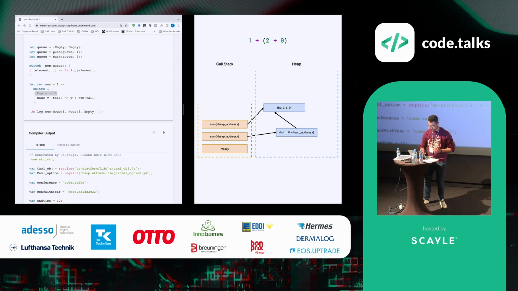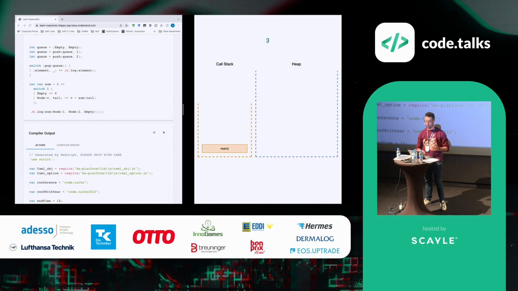We now know what this sum is all about. So since this function now also returns, we can remove another stack frame from the stack, compute the first iteration of sum, 1 plus 2 now, and in the end we arrive at our solution 3, and our call stack is empty again.